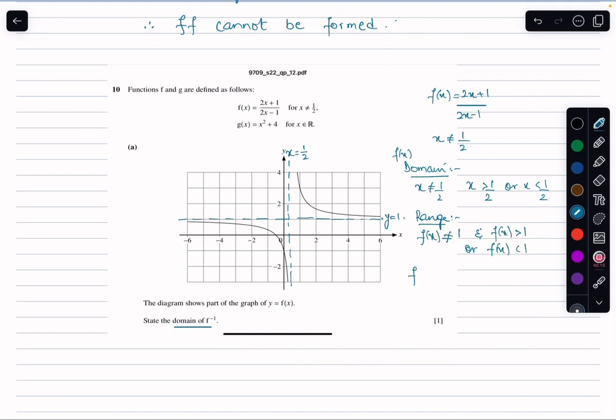So if they are asking us for the inverse function and the domain of the inverse function, then we know that the range and the domain get flipped. Therefore, the domain of the inverse function shall be x should not be equal to 1, and x is greater than 1 or x is less than 1 here. So this is going to be the answer for this question.